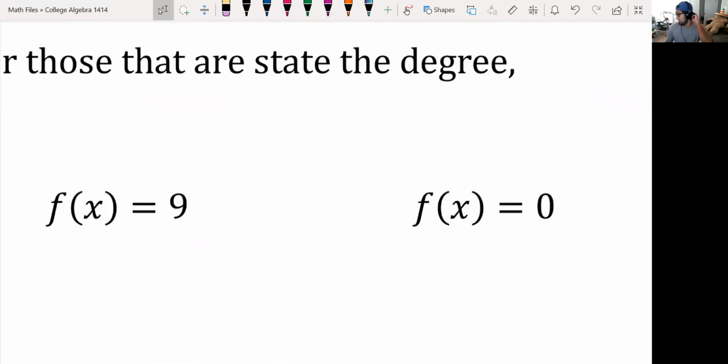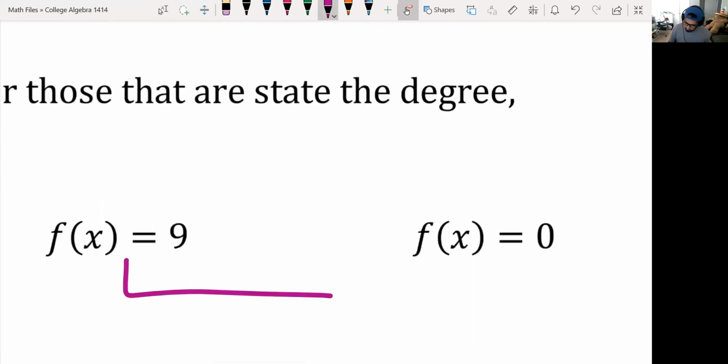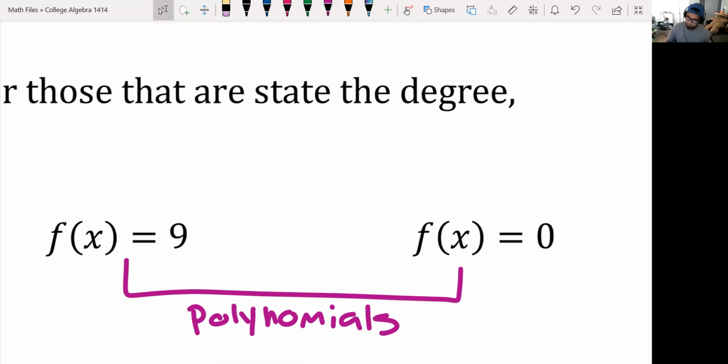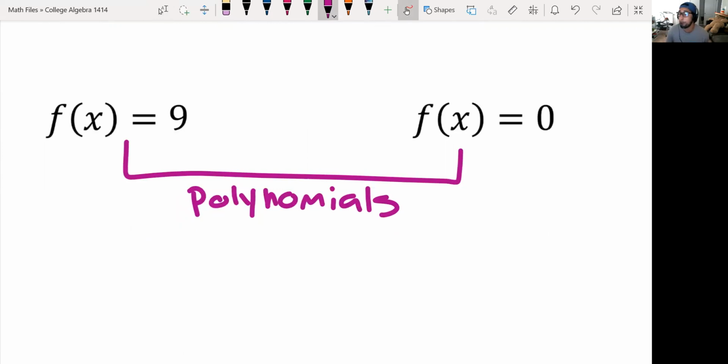And then the last two are tricky. Polynomials or not? And the answer is yes. These are polynomials. And the reason these are tricky is because these are called the zero polynomials. Because if we attached a variable to it, the power of x would be 0. These both are polynomial functions.